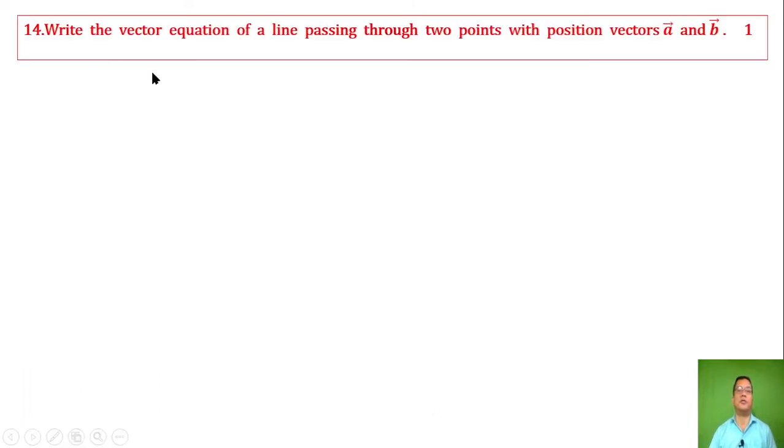Write the vector equation of a line passing through 2 points with position vectors A vector and B vector.